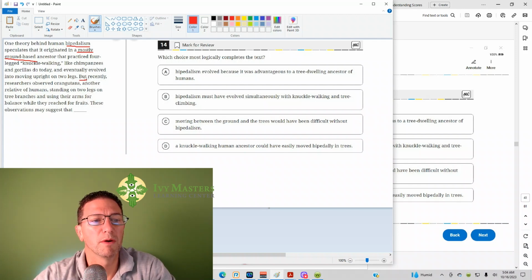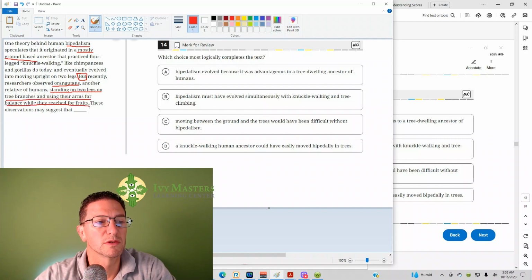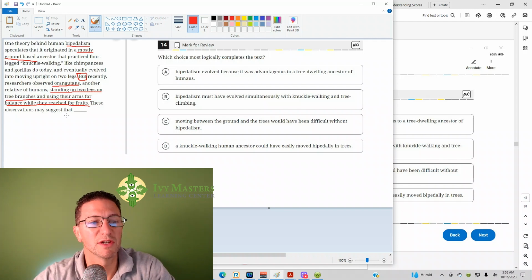Here we have the word but, so the paragraph changes in direction, so I really want to pay attention to what comes after the but. But recently, researchers observed orangutans, another relative to humans, standing on two legs on tree branches and using their arms for balance while they reached for fruits. These observations may suggest that.